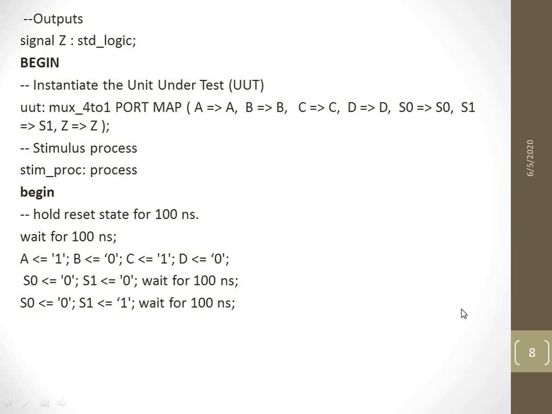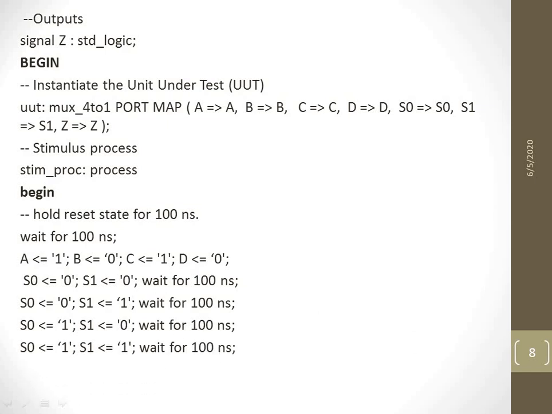Then again I ask it to wait for 100 nanoseconds. Now again change the selection to 10 and wait for 100 nanoseconds. Again change the selection to 11 and wait for 100 nanoseconds. Now end the process of this stimulus generation. So if you look at it, when I apply both selections as 00, what will be my output?